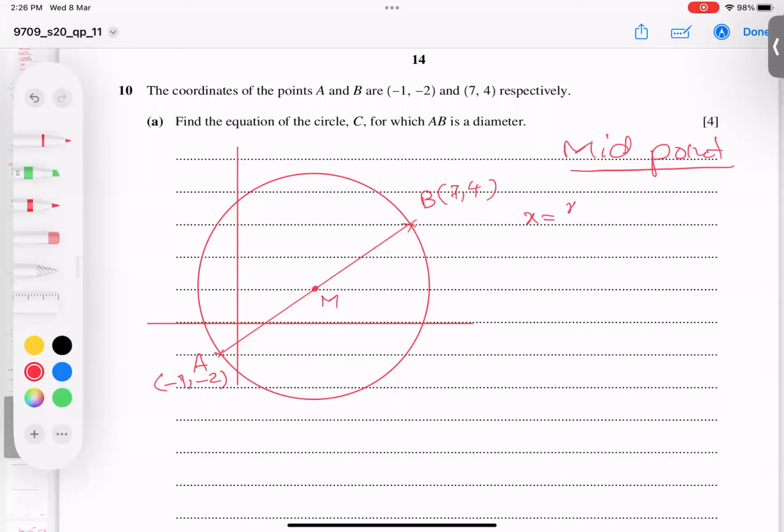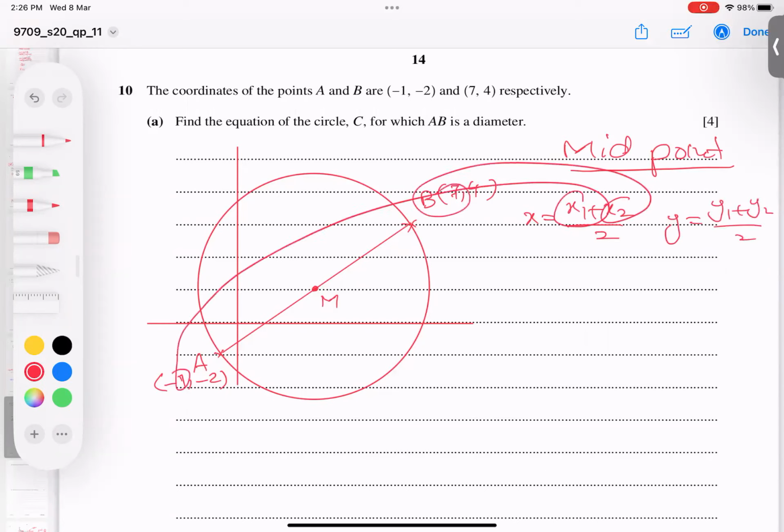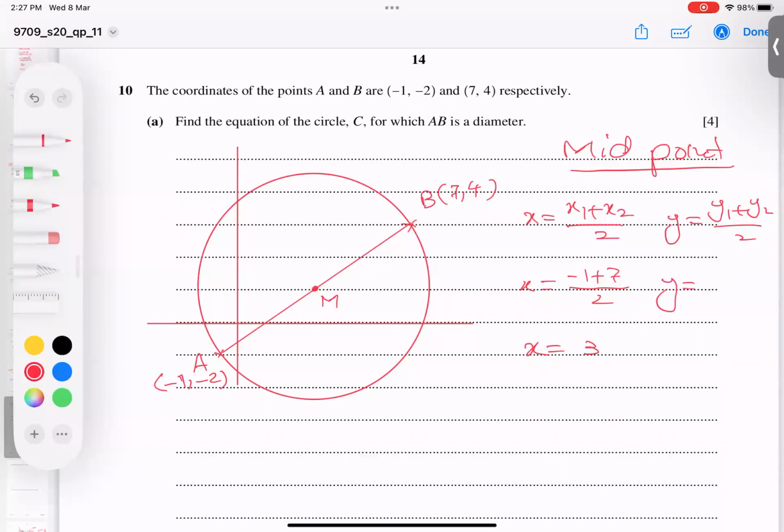The midpoint: x is x1 plus x2 divided by 2, and in the same way, y1 plus y2 divided by 2. x1 is -1, and x2 is 7. So -1 plus 7 divided by 2 gives 3. In the same way for the y coordinate, -2 plus 4 divided by 2, and I get 1. So the midpoint, the center, is 3, 1.